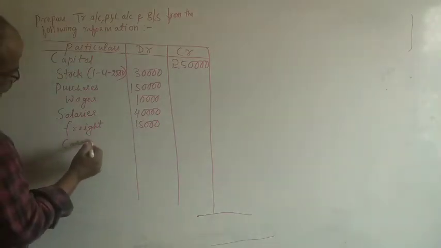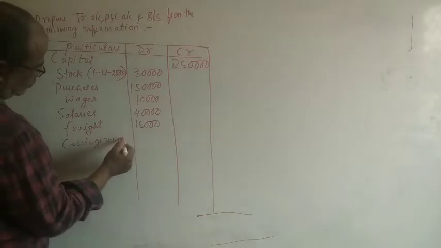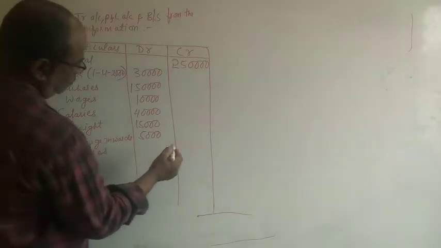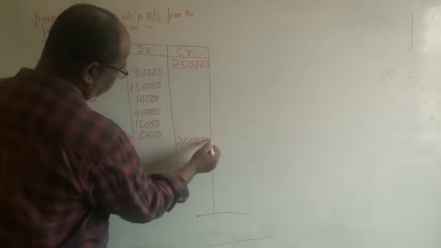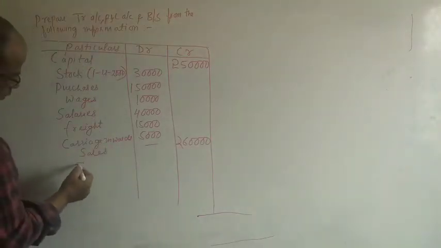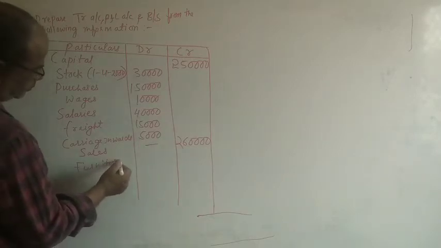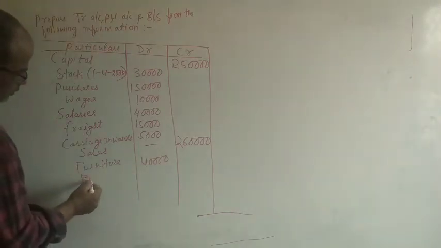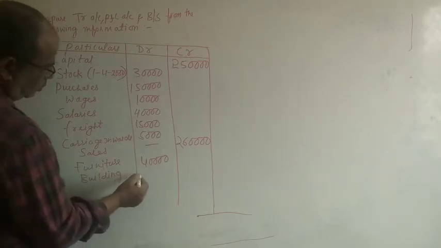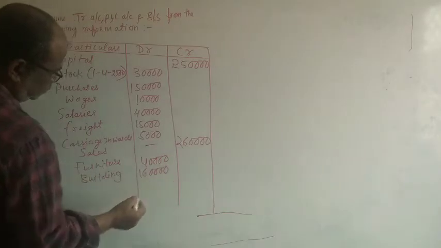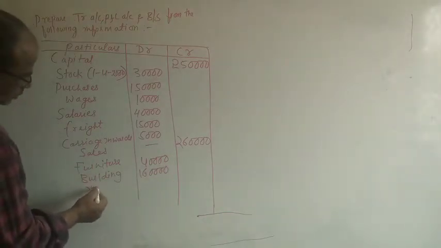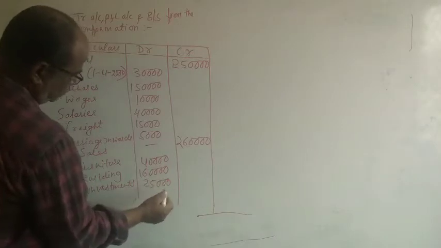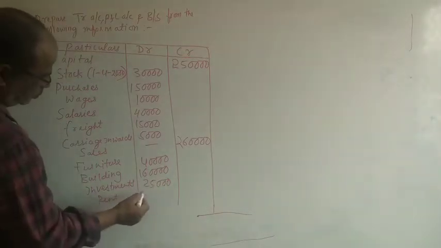Carriage inwards 5,000, sales 2,60,000, furniture 40,000, building 1,60,000, investments 25,000, rent 25,000.